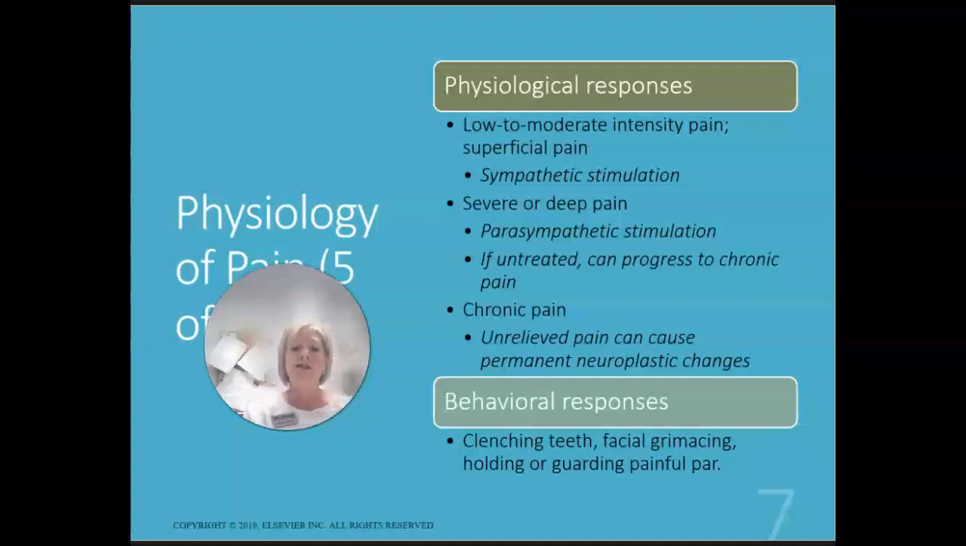So, that's what we worry about with chronic pain, is getting those neuroplastic changes, and then they contribute to those chronic pain syndromes, and they can't really get that pain to go away. So we don't want those neuroplastic changes to occur. So we want to make sure that we're treating their pain accordingly so we don't get those brain changes.